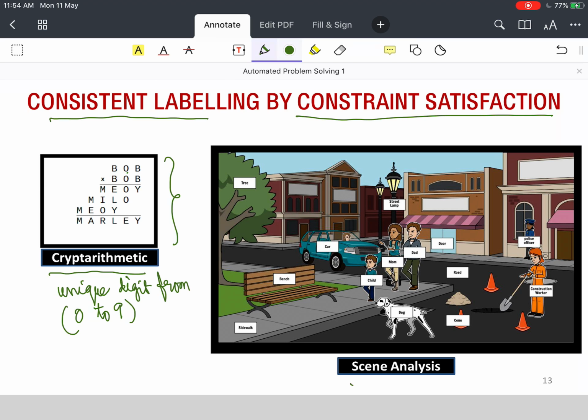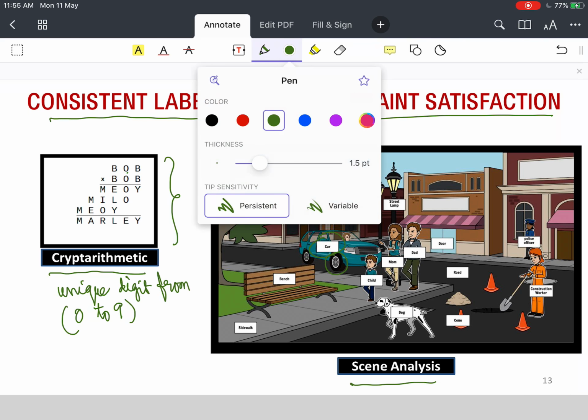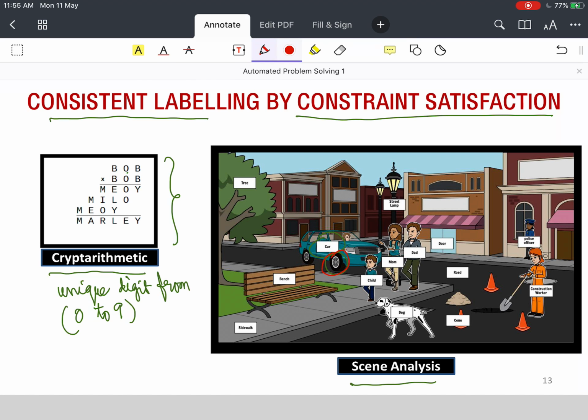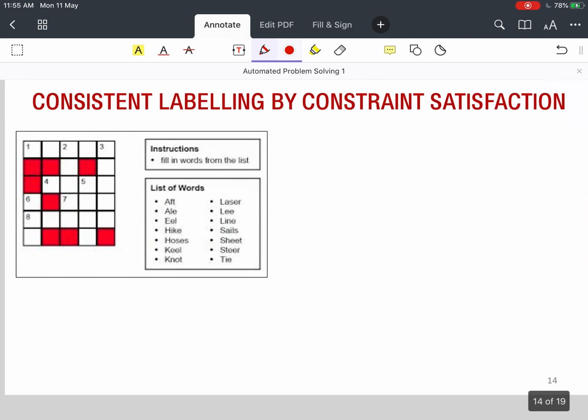The other problem all of us have seen today is scene analysis, with face recognition and object recognition. We are supposed to recognize objects, and while we are trying to recognize and label objects, we would like to ensure that there is consistency. For example, if this is a car and this is a wheel of a car, we are supposed to be able to label this as a wheel and not as a dog, unless obviously the dog goes under the car by an accident. So this scene analysis problem also requires consistent labeling and satisfaction of constraints.